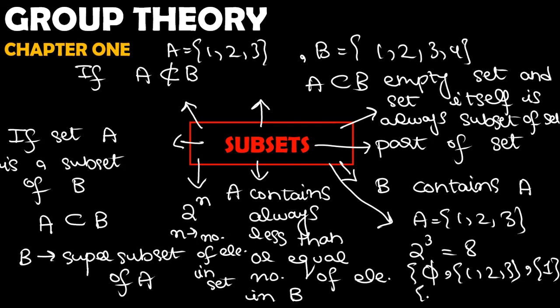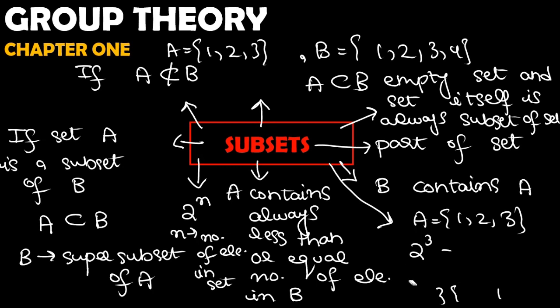{1} is a subset of A, {2} is a subset of A, and {3} is a subset of A, and {1, 2} is a subset of A, and {2, 3} is a subset of A, and {1, 3} is a subset of A. Have we found all the 8 subsets of it? You can count it. So in this way, you can find all the subsets of a set, right? And how many subsets exist, you can find via this formula, right?